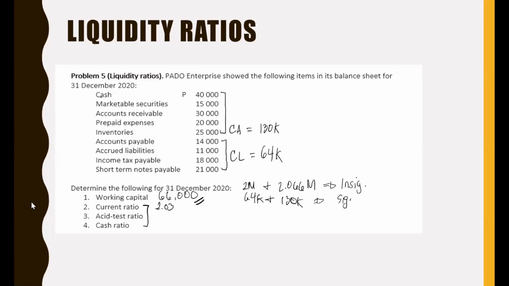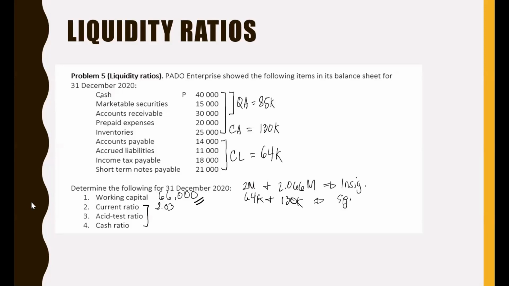Now, how about the acid test ratio? The difference from the current ratio is the numerator. In the acid test ratio, we only have the quick assets. The current assets are not all quick assets. The only items that may be included in your quick assets are cash, marketable securities, and accounts receivable. So these are your quick assets. Let's compute first: 40 plus 15 plus 30, so we have 85,000.